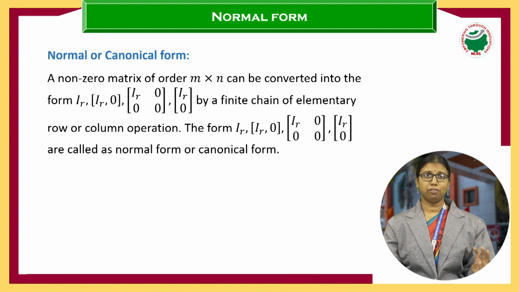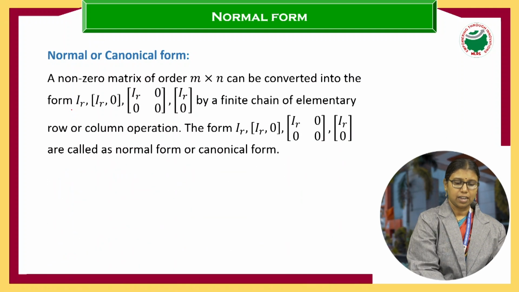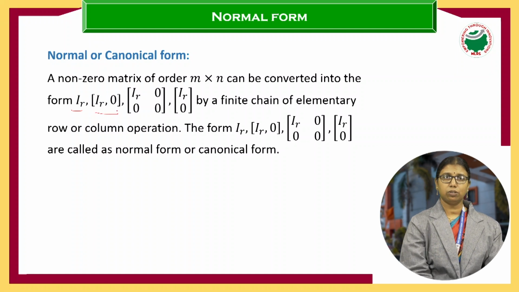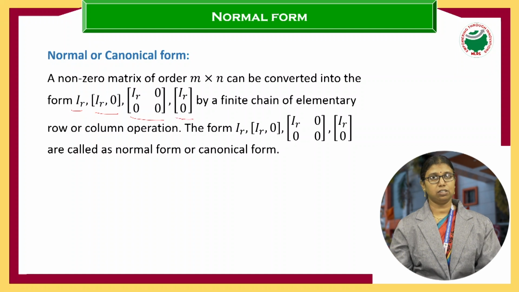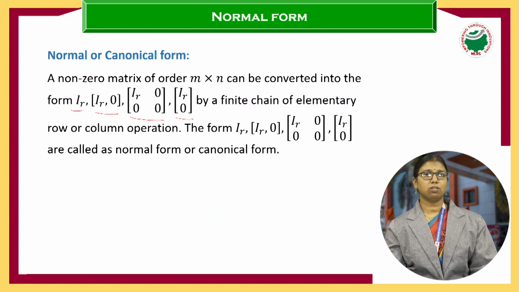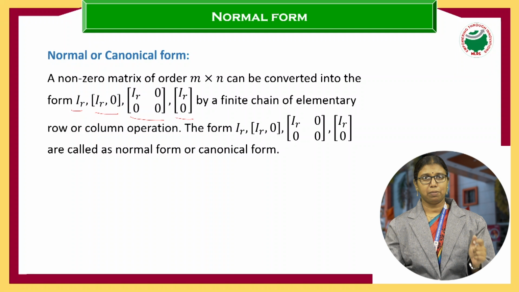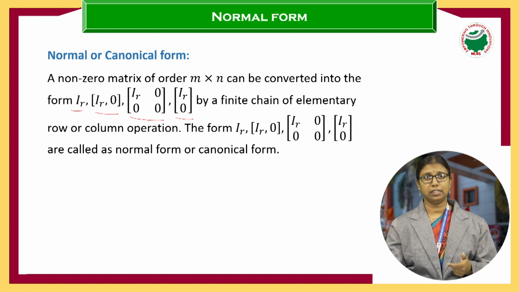We have four types of normal forms: I_R, the identity matrix of order R, or the row vector [I_R 0], or the matrix notation [I_R 0; 0 0], or the column vector [I_R; 0]. These four types of forms are called a canonical form or a normal form. So if you have any m by n matrix, to find the rank of the matrix, first you have to convert that matrix to any one of these four canonical forms.